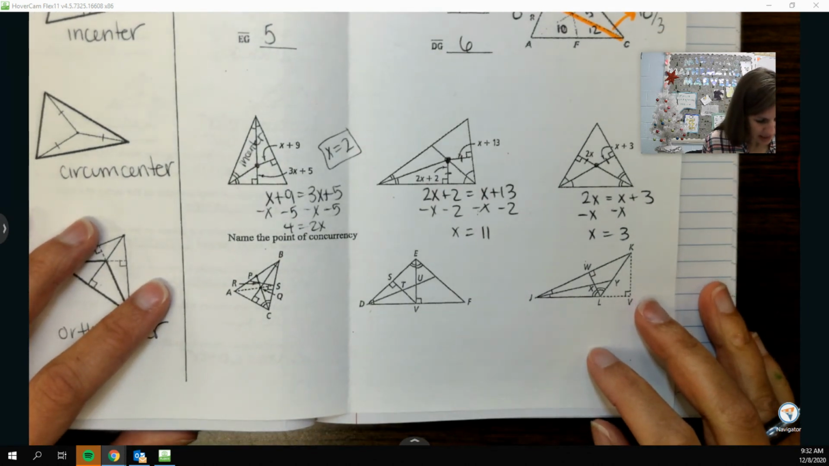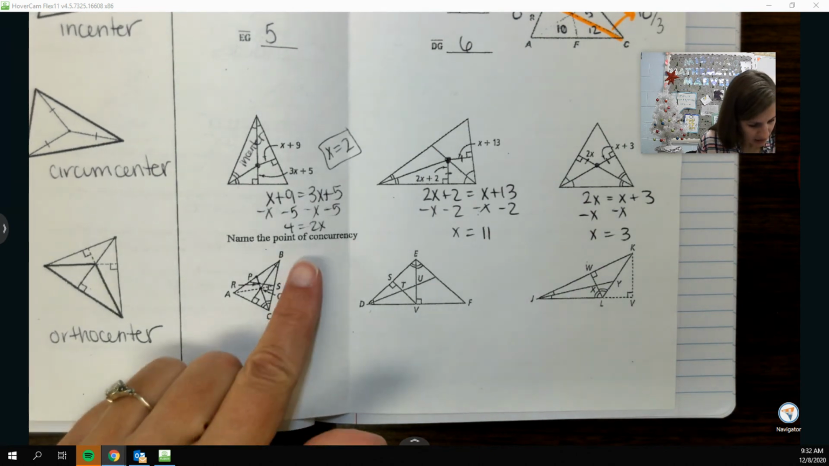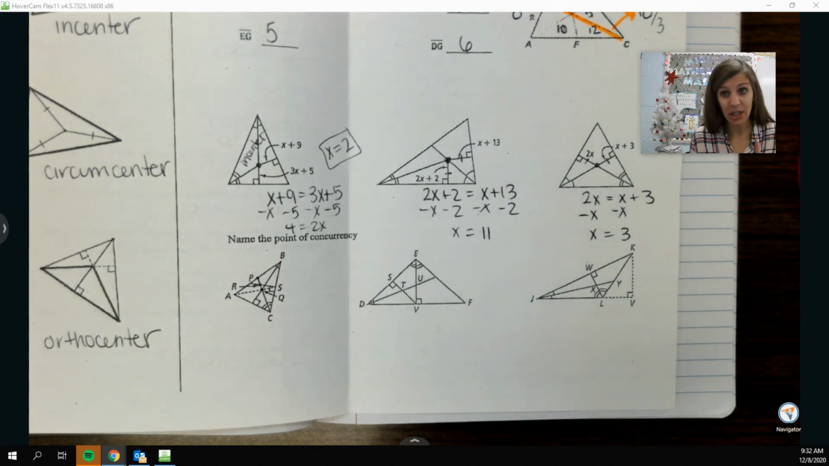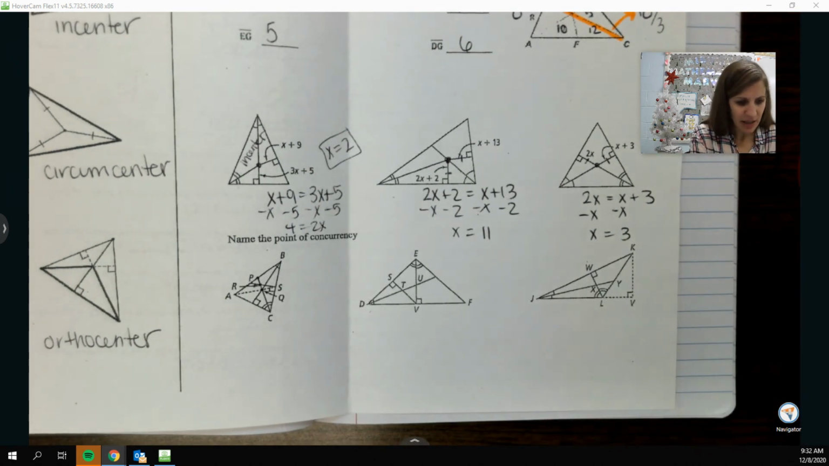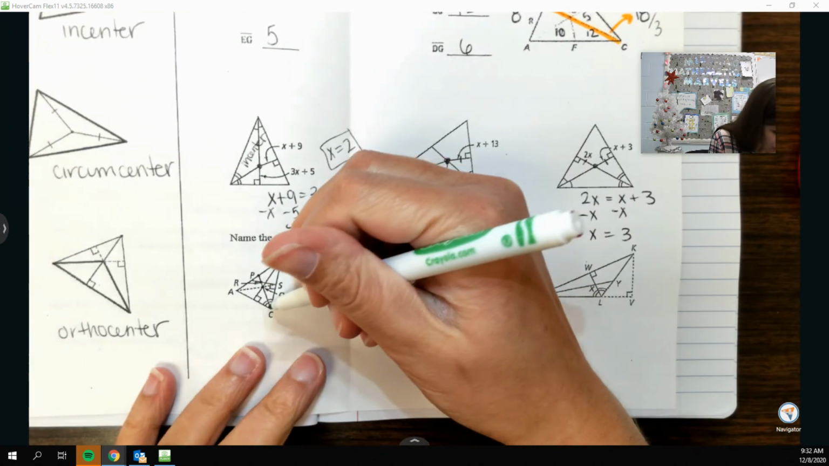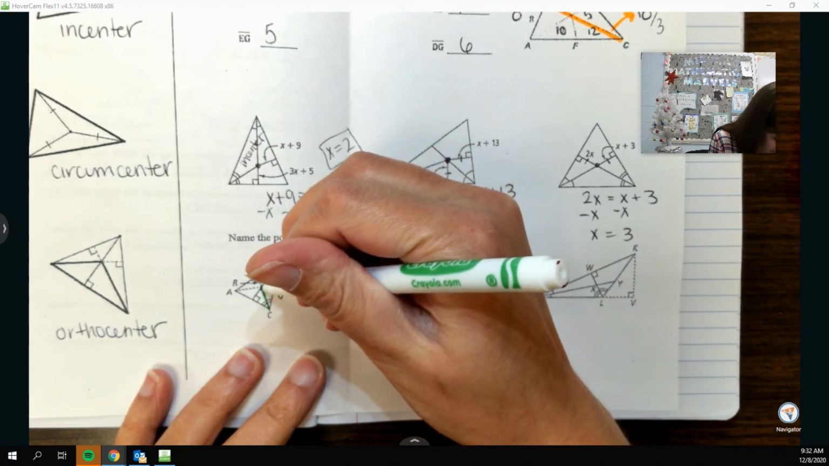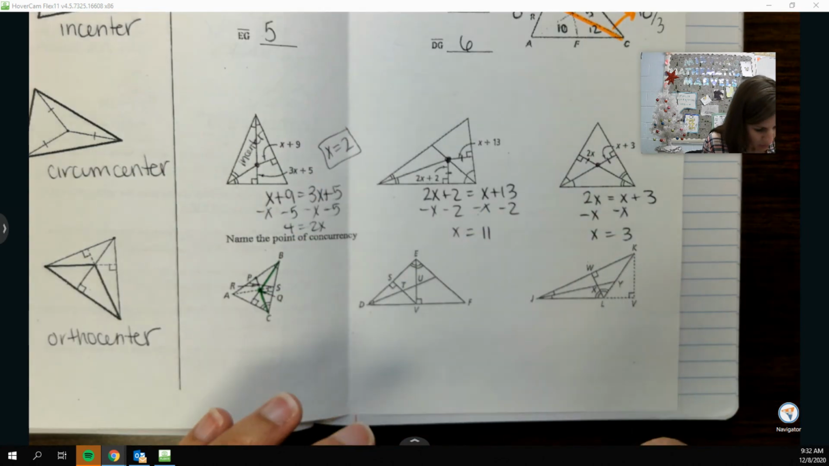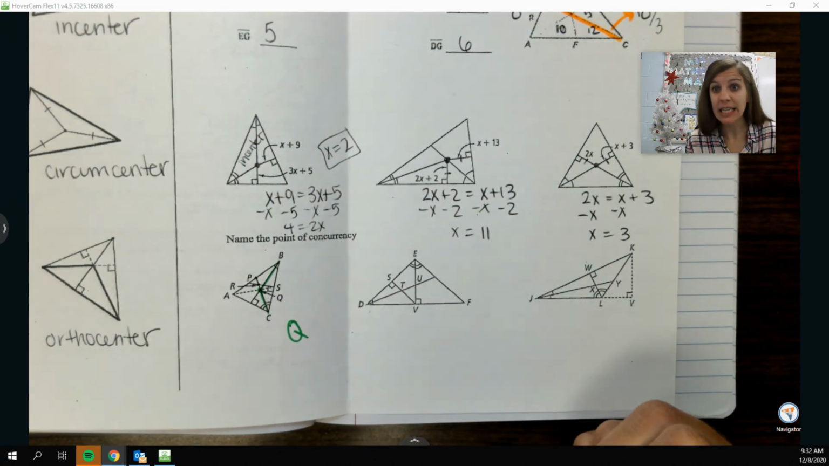Now with these ones, we want to name the point of concurrency. So again, I can tell that all of these are angle bisectors, so they're all incenters, but I need to figure out which point is the incenter. So I really find it helpful to kind of trace out my angle bisectors and see where they cross each other. So they're crossing right there, which is what Q is pointing to. So Q is the incenter.